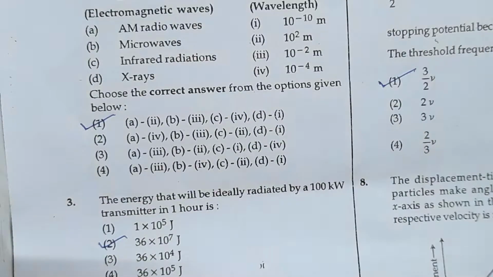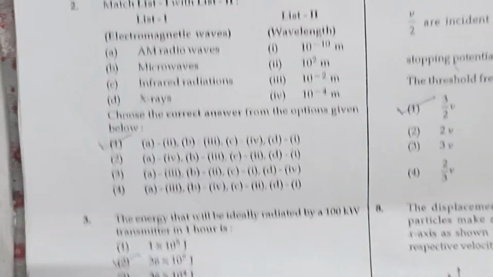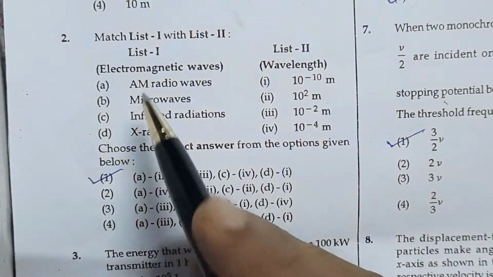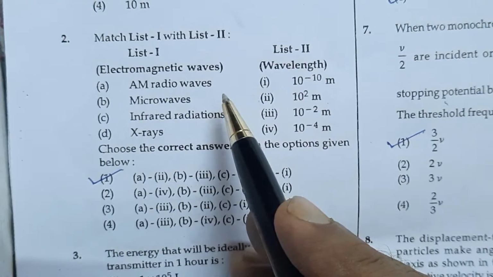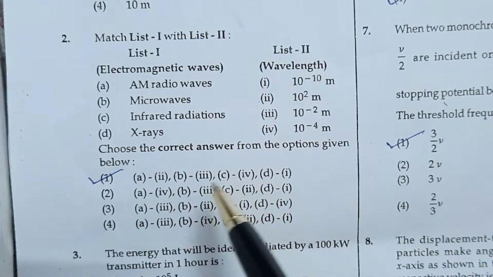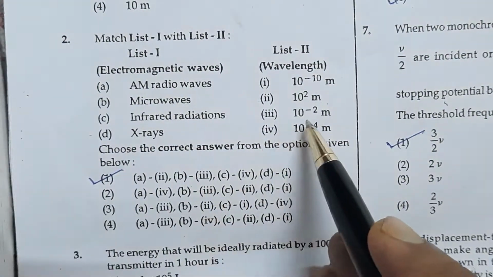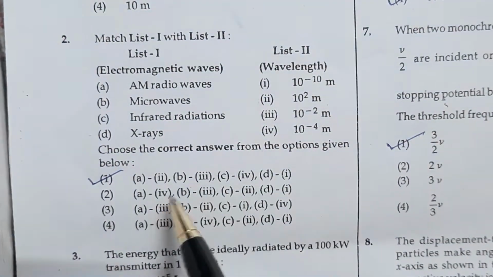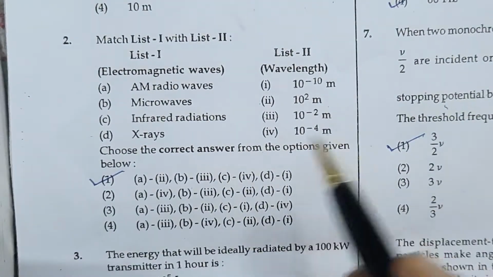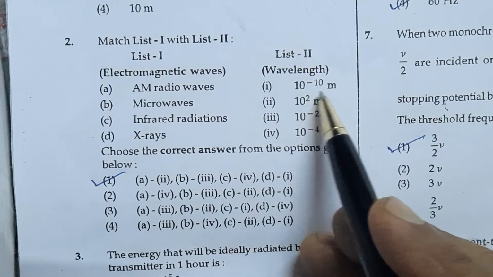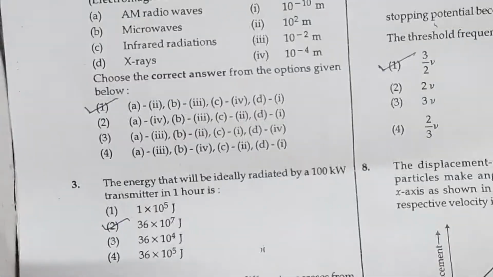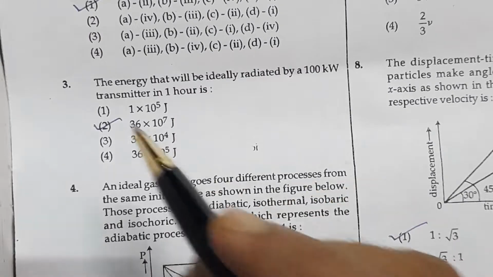Second question, it is a wavelength related question, and our correct choice is 1. That is, A is 2. AM radio waves have 10 to the power 2 meter wavelength. B, microwaves having 10 to the power minus 2 meter wavelength. C, that is 4, 10 to the power minus 4 meter wavelength, and X-rays having 10 to the power minus 10 meter wavelength.